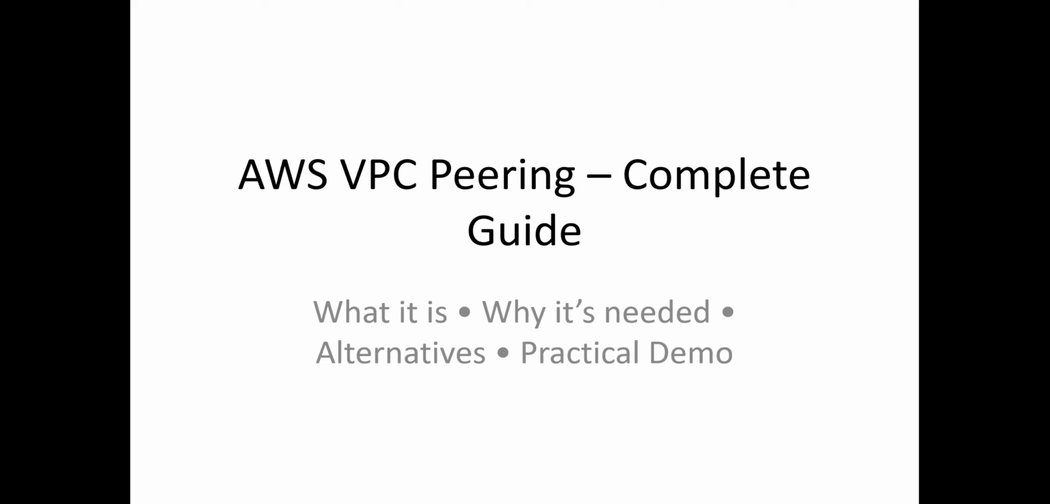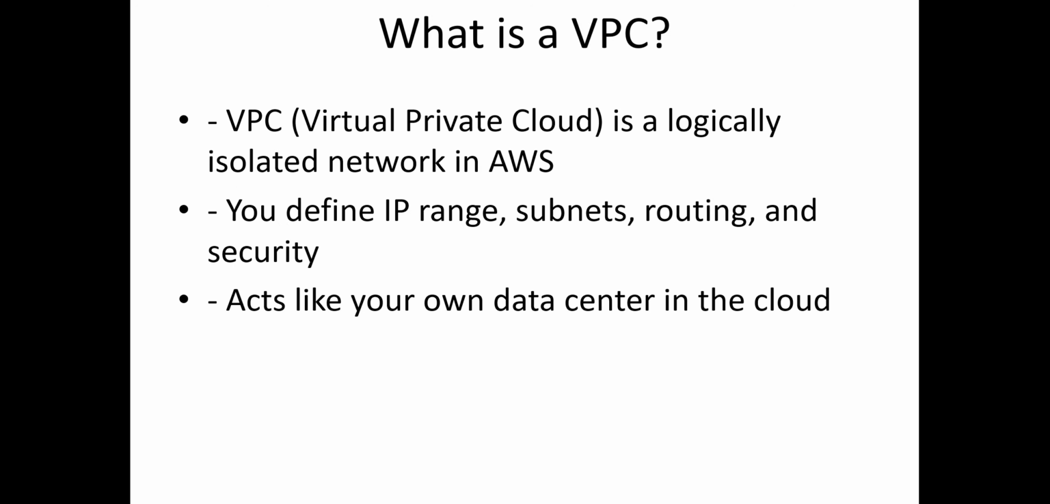I'm going to start with VPC peering. What is it, why it is needed, what are the alternatives, and there's a practical demo at the end as well. So going with the VPC, VPC is a virtual private cloud. It's a logically isolated network in AWS.